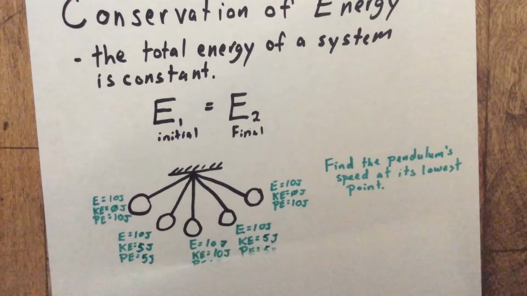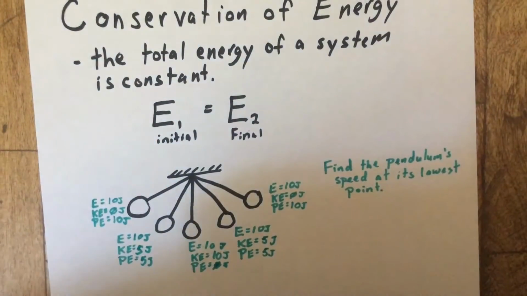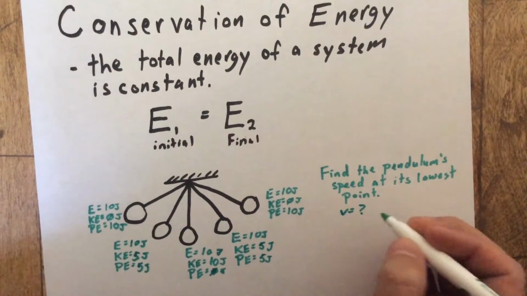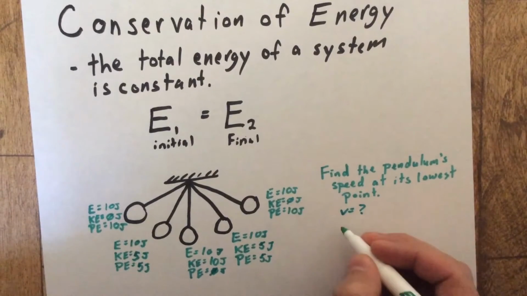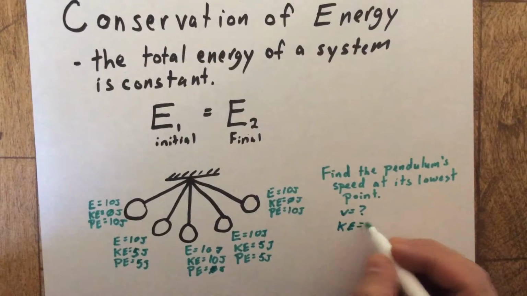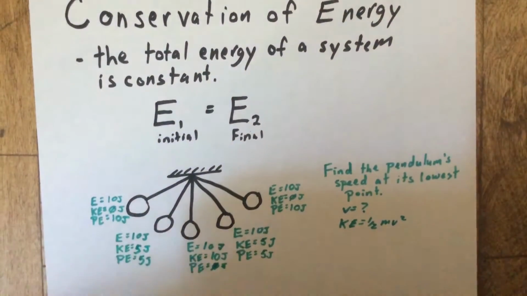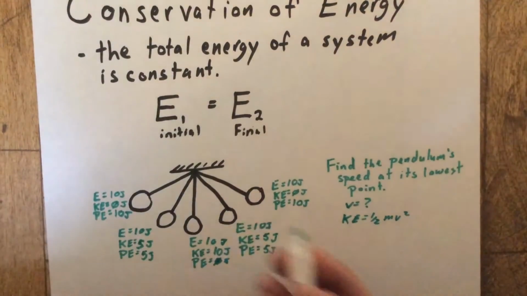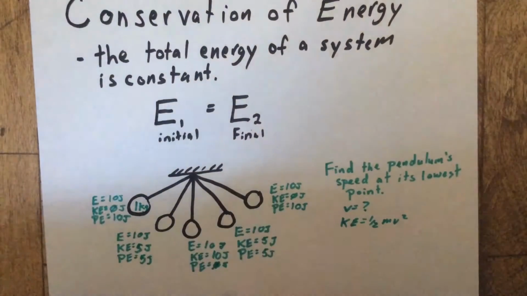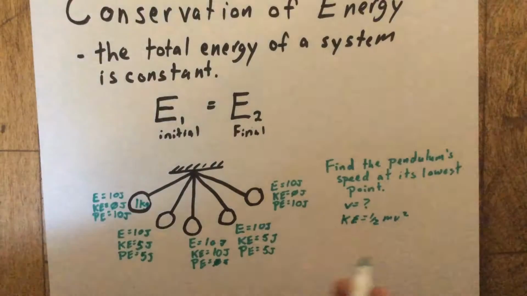If we wanted to find the speed of the pendulum at its lowest point, well, if we're looking for v, we have to find a formula that actually includes v. So that would be KE is 1/2 mv squared. I didn't include this in the problem, but let's just say that it's a 1 kilogram pendulum to make our lives easier.